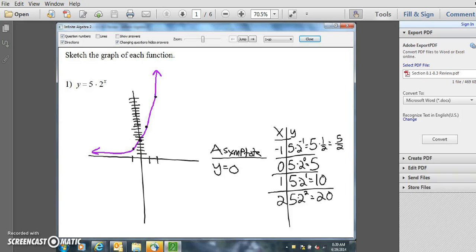This is the review for the section 8.1 to 8.3 quiz. Now, here's the first problem. Note a couple things. One, your graph must have arrows at both ends of it. No arrows means no full credit.